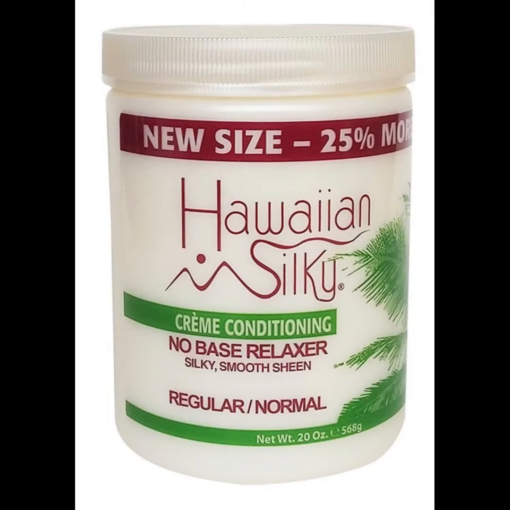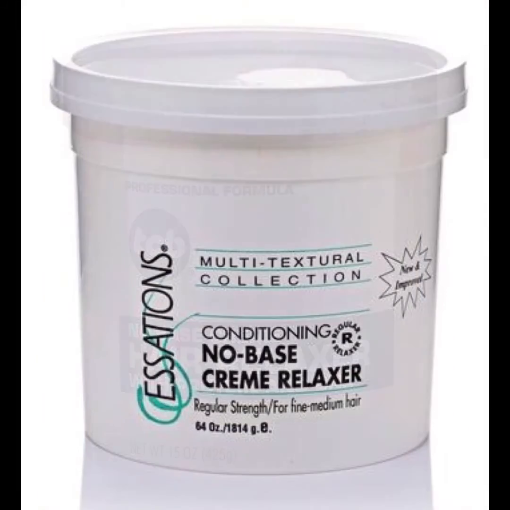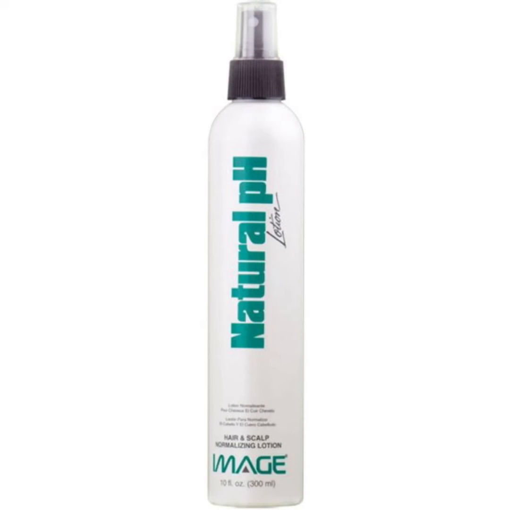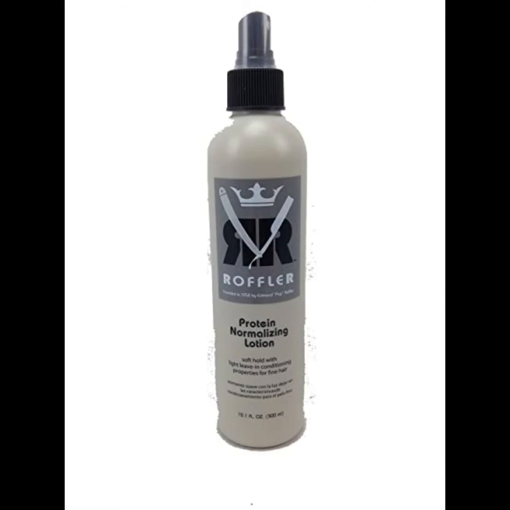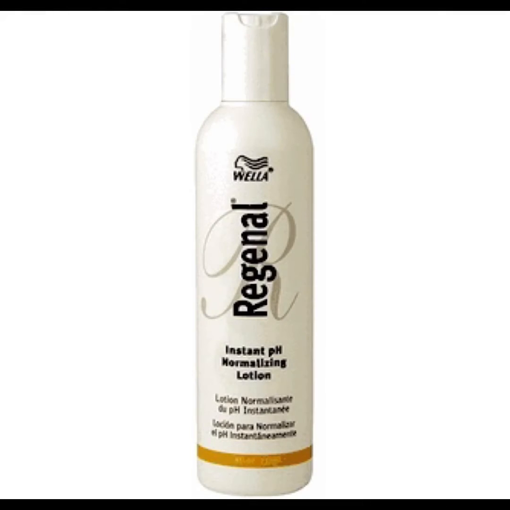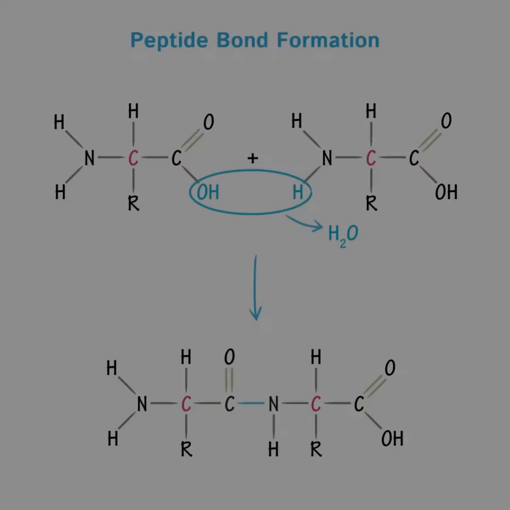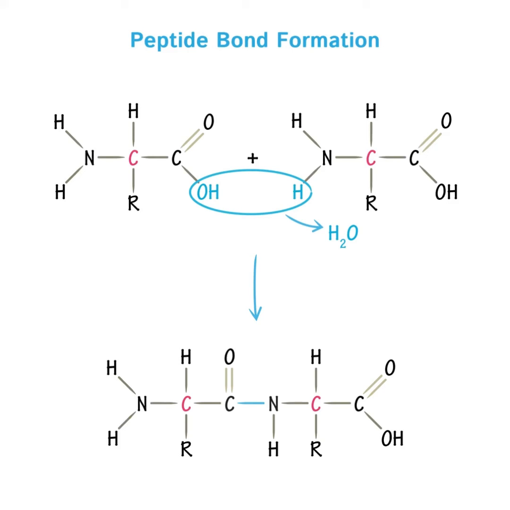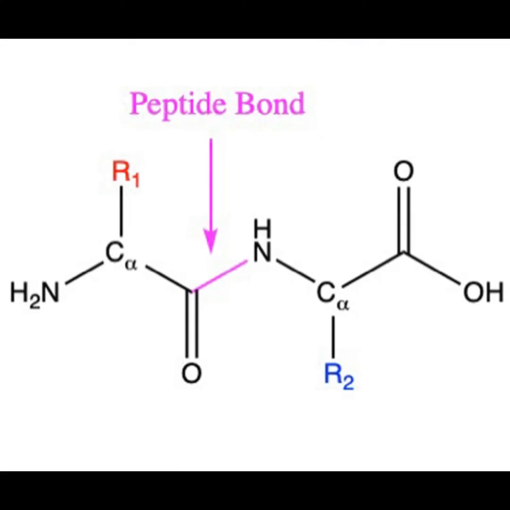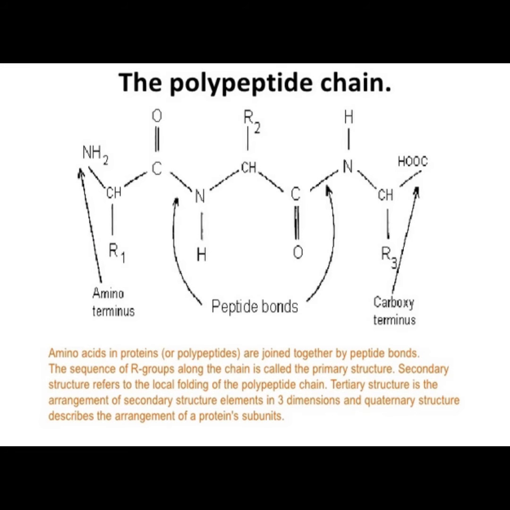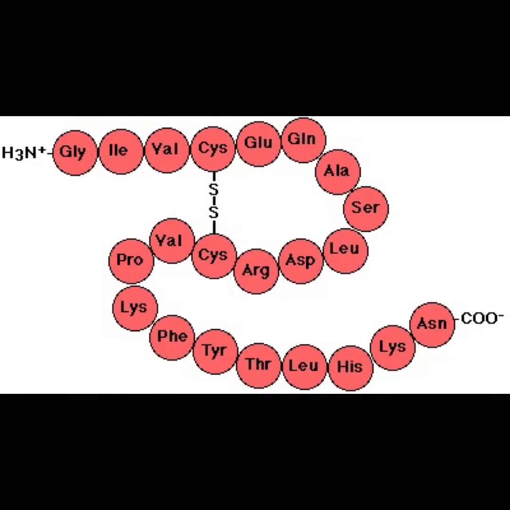Relaxers that do not require application of a protective base cream. Conditioners with an acidic pH that restore the hair's natural pH before the final neutralizing shampoo. Also known as end bonds, chemical bonds that join amino acids together, end to end in long chains that form polypeptide chains. Long chains of amino acids joined together by peptide bonds.